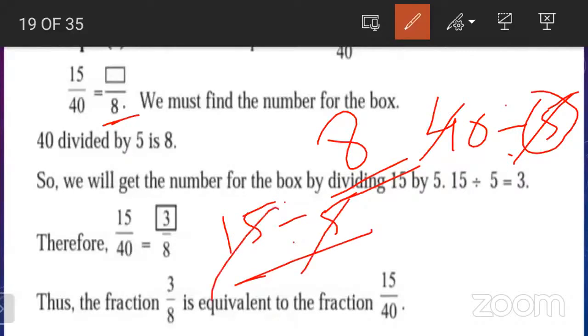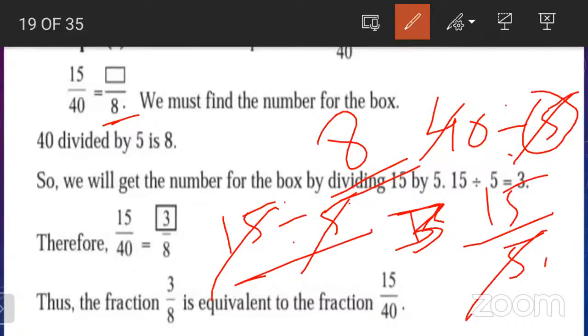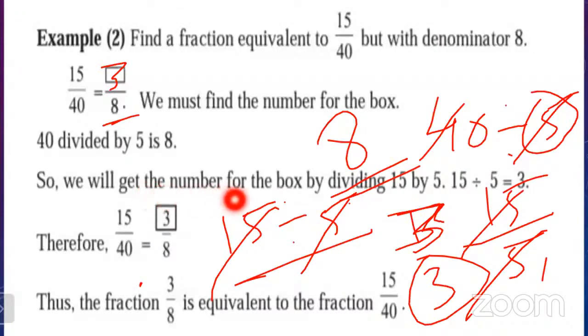So 5 3s are 15. So here the answer is 3. 5 3s are 15, so it is 15 upon 5, that is 3. So what number is the numerator? That is 3. So we have to write 3 there. We get the number for the box by dividing 15 by 5. 15 divided by 5 is equal to 3. Therefore, 15 upon 40 is equal to 3 upon 8. It is equivalent. Thus the fraction 3 upon 8 is equivalent to the fraction 15 upon 40.